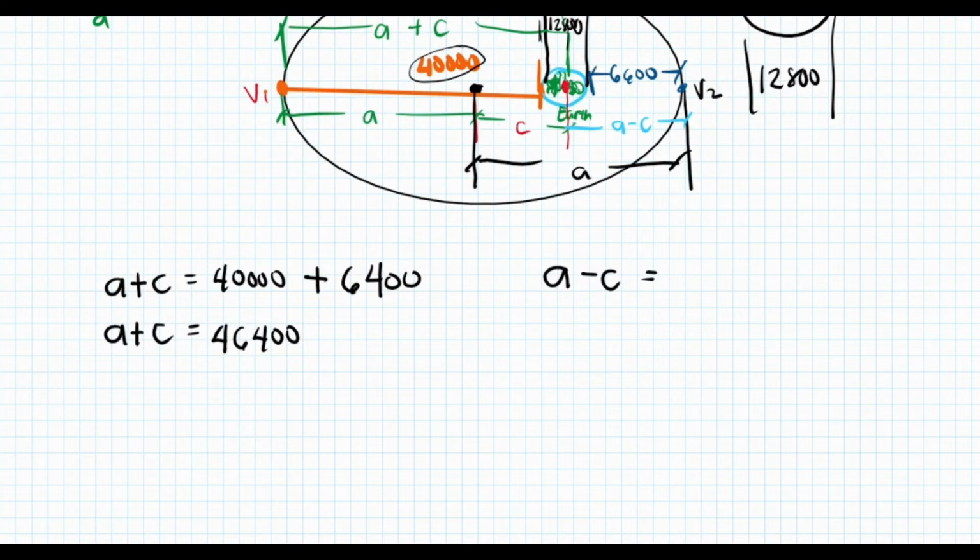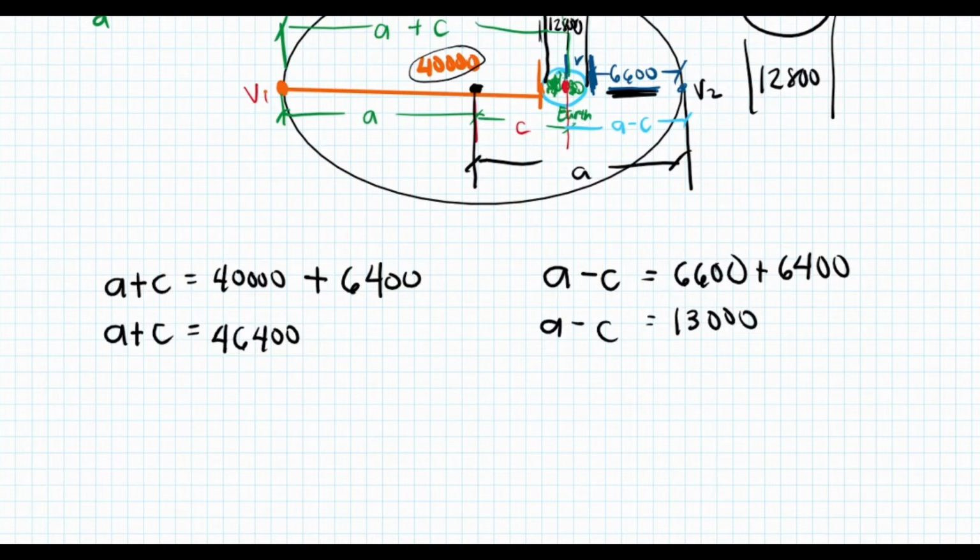So, mapapansin mo, si A minus C equal siya dito kay 6,600 plus yung half pa nung 12,800 or yung radius ng Earth mo. So ilalagay natin dito, this will be equal to 6,600. Ito yun. And also, yung radius ng Earth mo, which is equal to 6,400. So, this will be equal to 13,000.